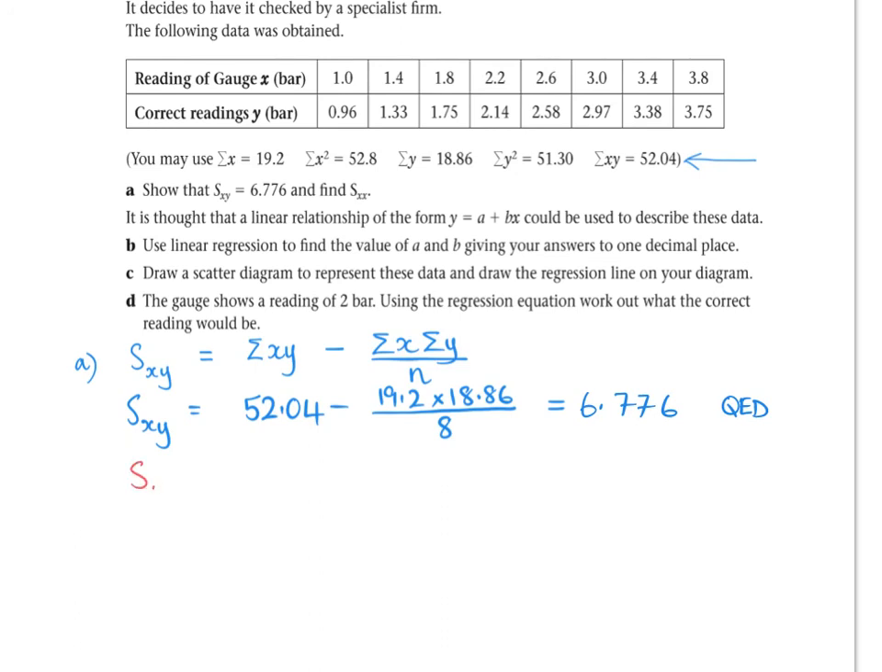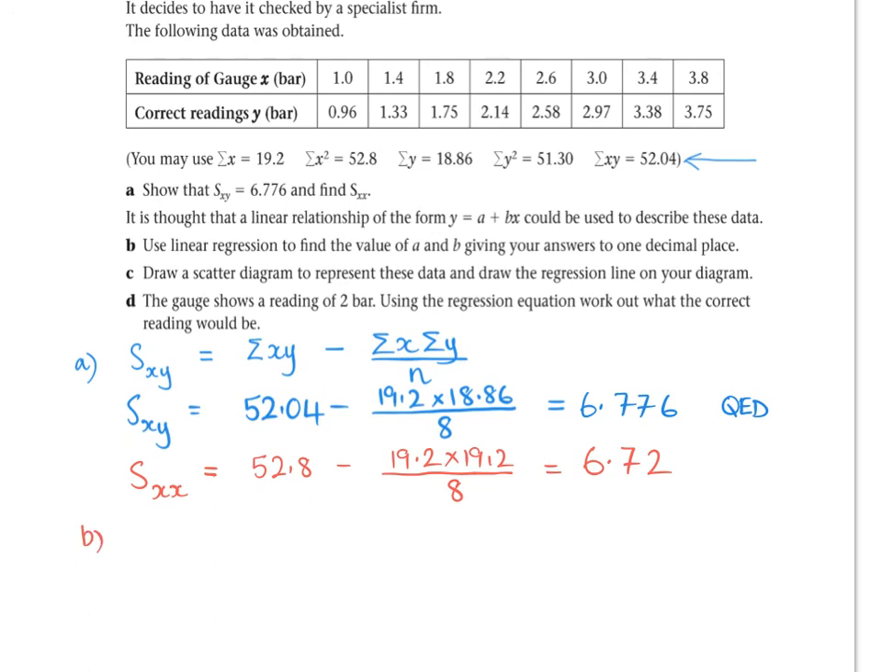We're now asked to calculate Sxx, so using the formulas as we have from before, it's 52.8 minus 19.2 times 19.2, because it's x squared, all over 8 pieces of data, and that gives us a value of 6.72.